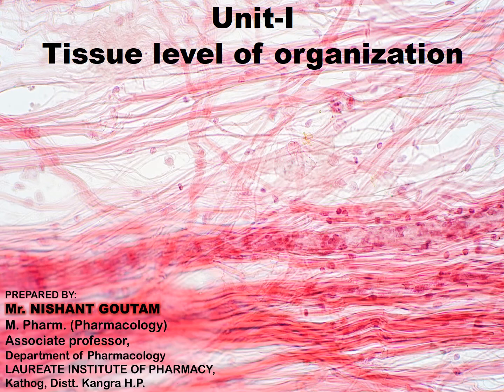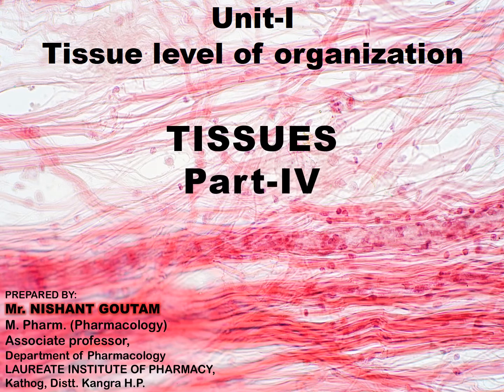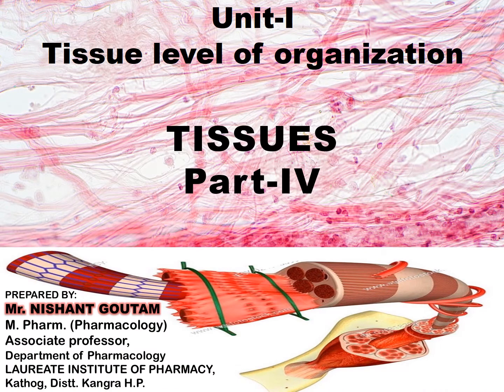Friends, after the successful discussion of this chapter, tissue level of organization, in its previous three parts, today we will continue with its fourth part for a more detailed description to get advanced knowledge about the tissues. So let us start the topic. In this topic today we will continue the tissue with a new subheading, that is the kind of tissue, the connective tissues. So let us start.